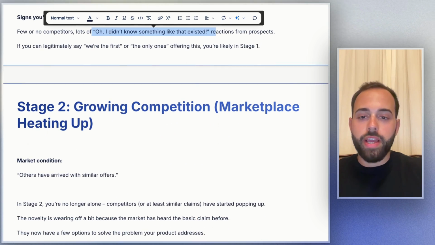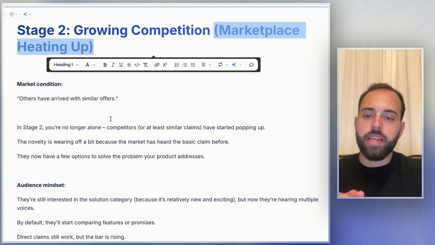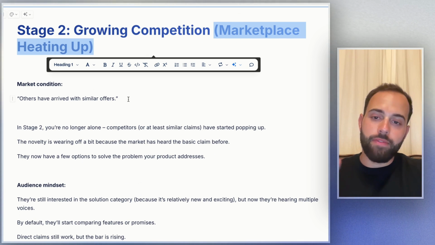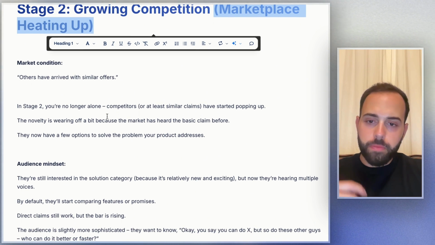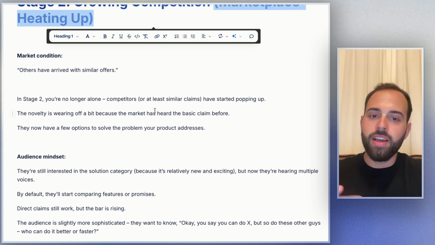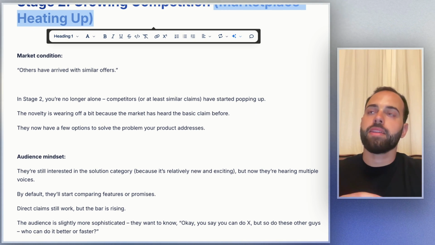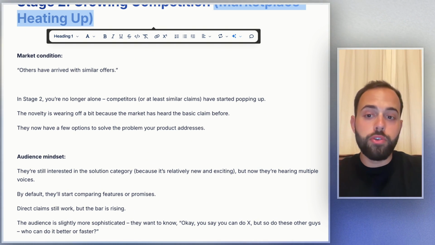So stage two is growing competition. In other words, the marketplace is heating up. So in this case, the market condition is that others have arrived with similar offers. So now you're not operating in a market by yourself, you have competitors. So the novelty here is wearing off a bit because the market has now heard the basic claim before. So if we go back to the email marketing example, there are now other people who are also saying that we can send these electronic letters to your customers.